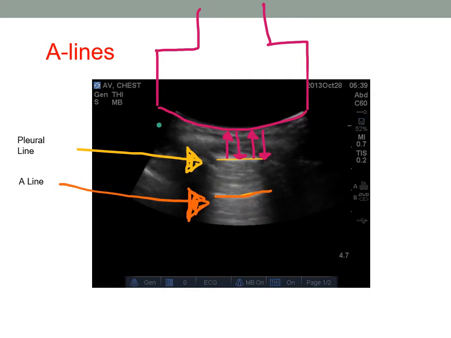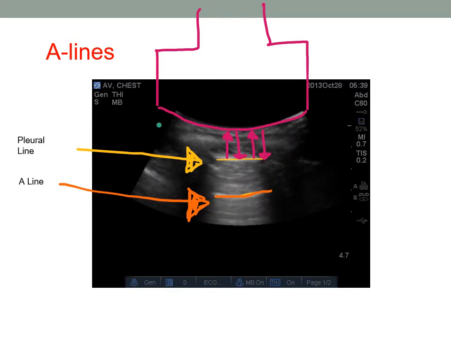The next thing in normal lung to see is this line here, which is called an A line. A lines are horizontal lines and are a form of artifact. So the ultrasound beam is emitted by the probe, hits the pleural line and bounces back to the probe. But some of the ultrasound hits the probe and bounces off it, and then goes back and hits the pleural line and bounces back again. And then it's received by the probe. So it's like a kind of echo.